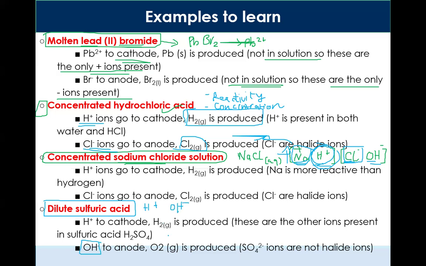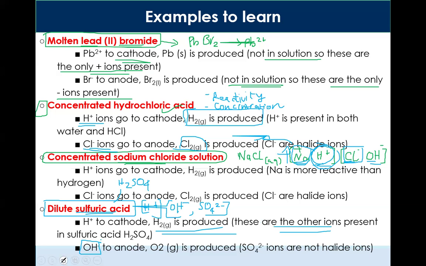Besides that, sulfuric acid is H2SO4. So we have the sulfate ions as well, right? So we have SO4 2 negative. So these are the negative ions, and this is the positive ion. So since the only positive ion that is present is hydrogen, obviously the hydrogen gas will be produced at the cathode, right? Because there are no other types of ions present.